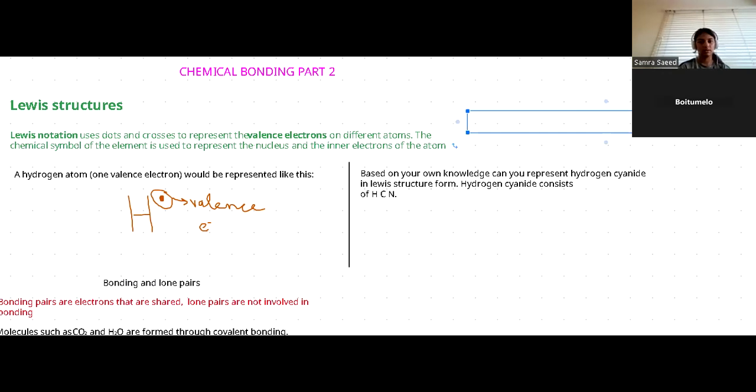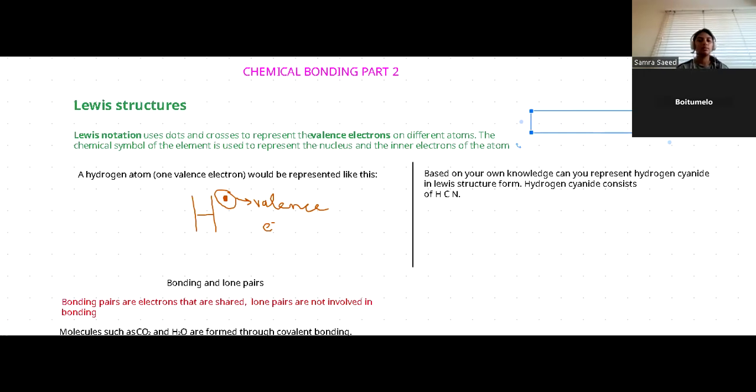We will be doing a structure of the nucleus in this lesson because I want to explain to you something very important about those nuclei. So, for valence electrons on different atoms, the chemical symbol of the element is used to represent the nucleus and the inner electrons of the atom. This is just a simple example. We have a hydrogen atom with one valence electron, represented like this. So we have the hydrogen atom, this is the element basically, and then this is the valence electron.